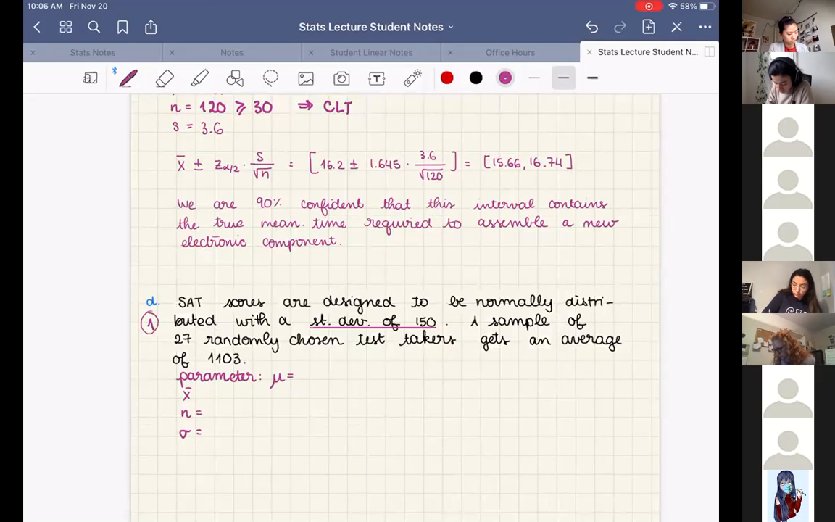And then for D, we have that the SAT scores are designed to have a distribution that is normal with a standard deviation of 150. That means a couple of things. First, we are given the standard deviation of the whole population, because all of the SAT scores are designed to have a standard deviation of 150. And in addition to that, we know that this distribution is normal.